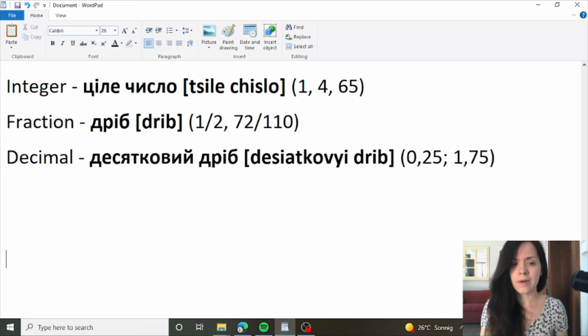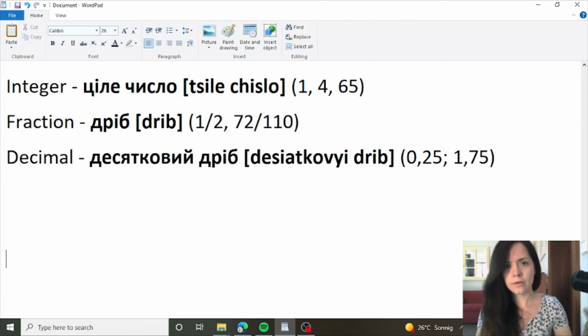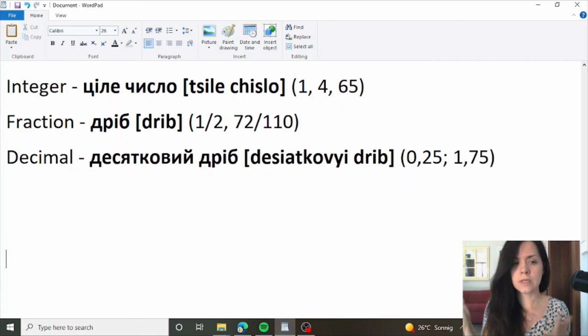Fraction in Ukrainian is дріб. Okay? So 1 друга, 72 110, 3 п'ятих, 7 шостих, 1 25, etc. Fractions in Ukrainian we call дріб. If you want to know about the correct way to say our Ukrainian fractions, do request that video in the comments down below and I will be glad to film it.